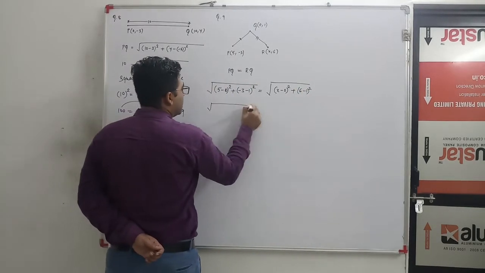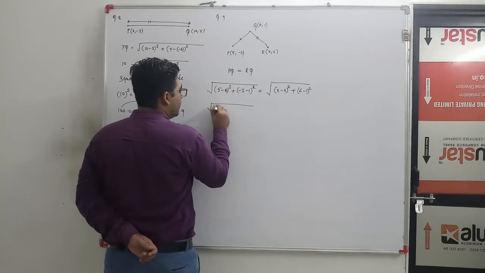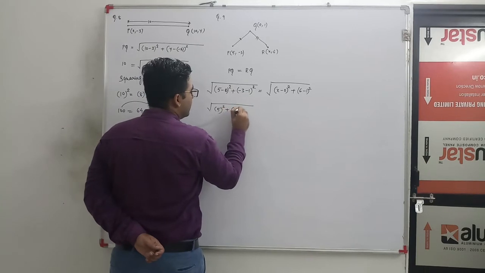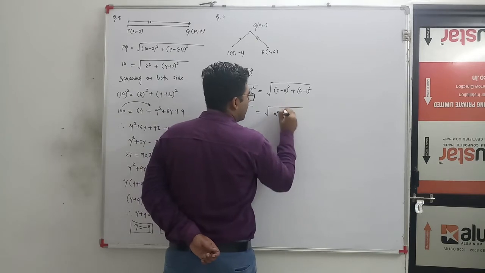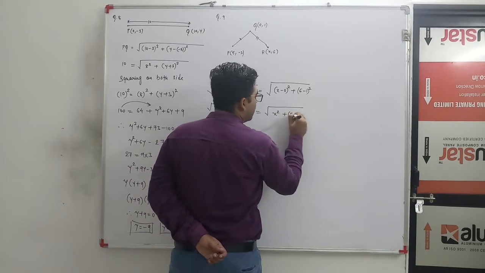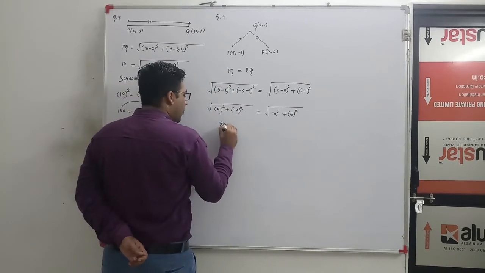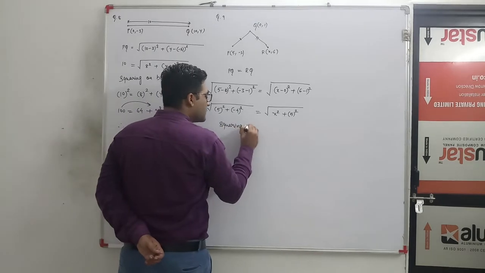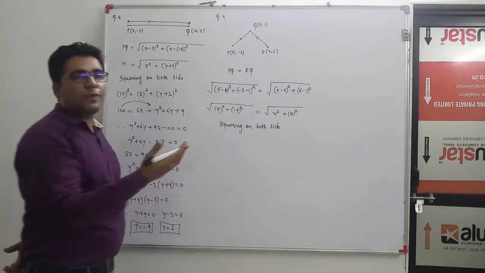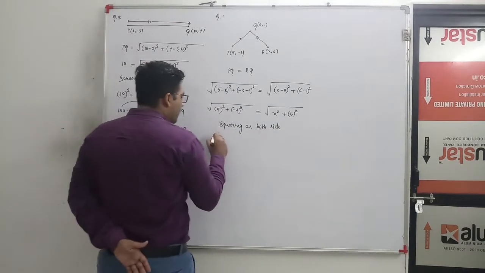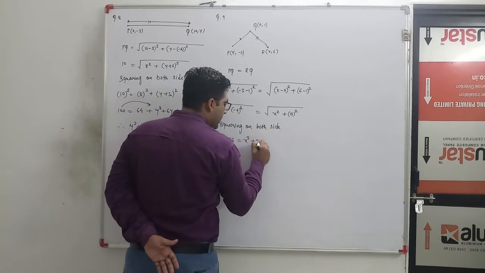So here 5 squared is 25. Writing it one more time: 5 squared plus (-3 minus 1), that is (-4) whole square. Here I am writing x squared plus (6 minus 1), that is 5 whole square. Now I am going to square on both sides. When we square on both sides, the square roots are removed. So therefore it is 25 plus 16 is equal to x squared plus 25.